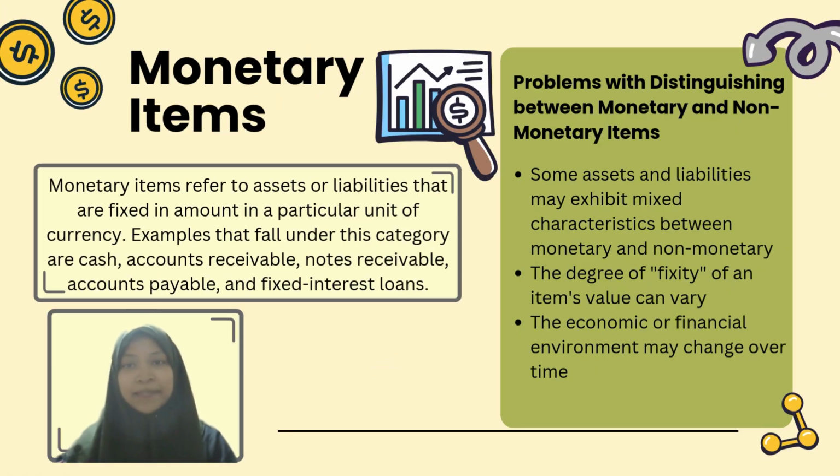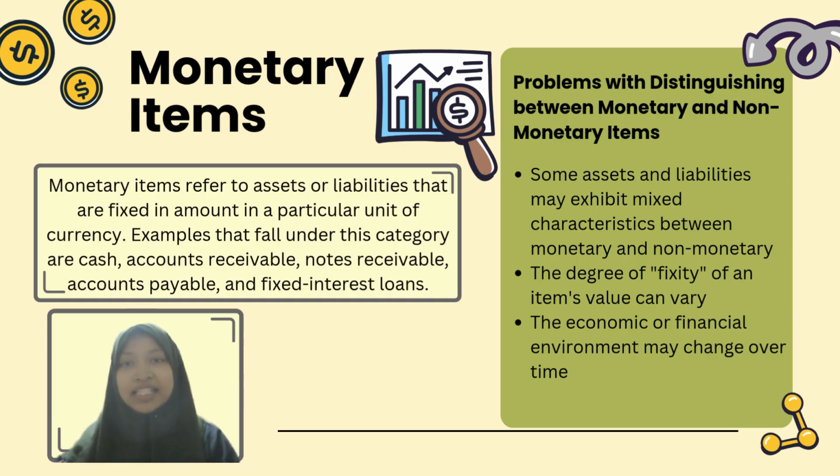Next is monetary items. In accounting, monetary items refer to assets or liabilities that are fixed in amount in a particular unit of currency, such as the dollar, rupiah, or other domestic currency, regardless of specific price change or change in the general price level, or inflation or deflation. This definition is formally adopted in various accounting standard statements.